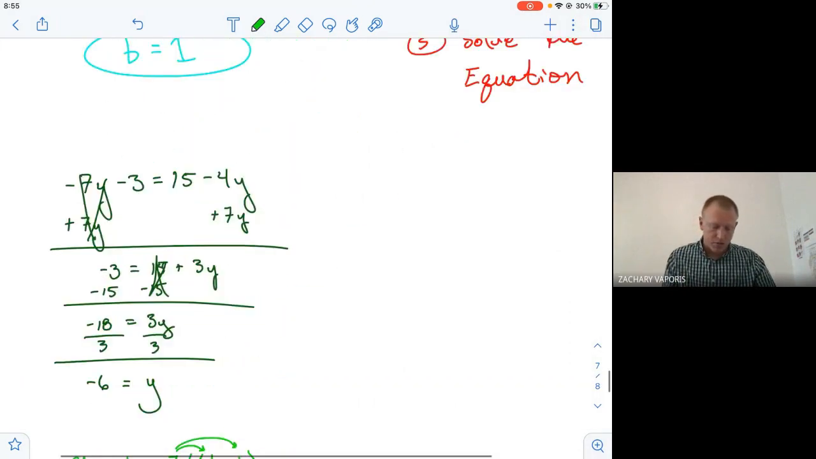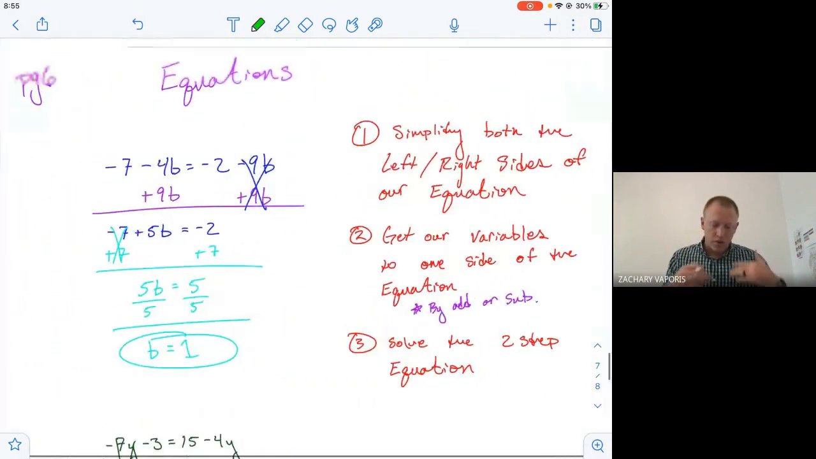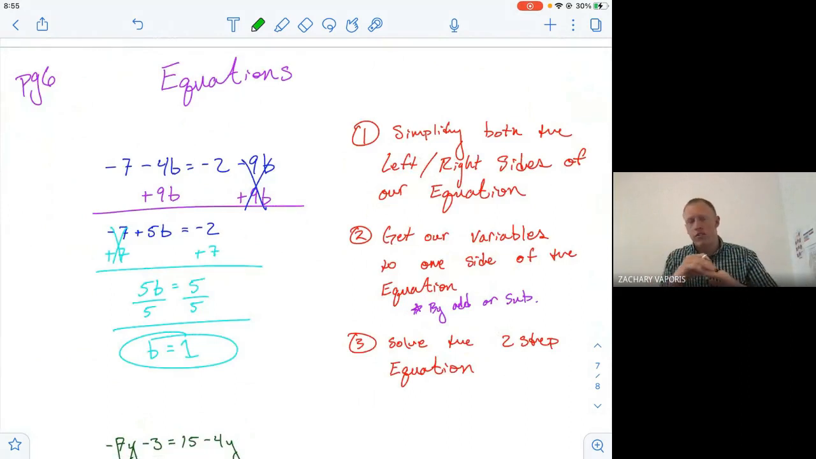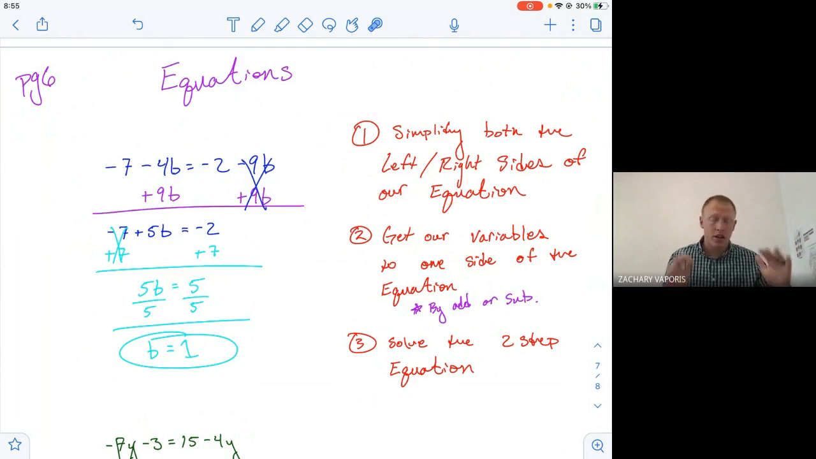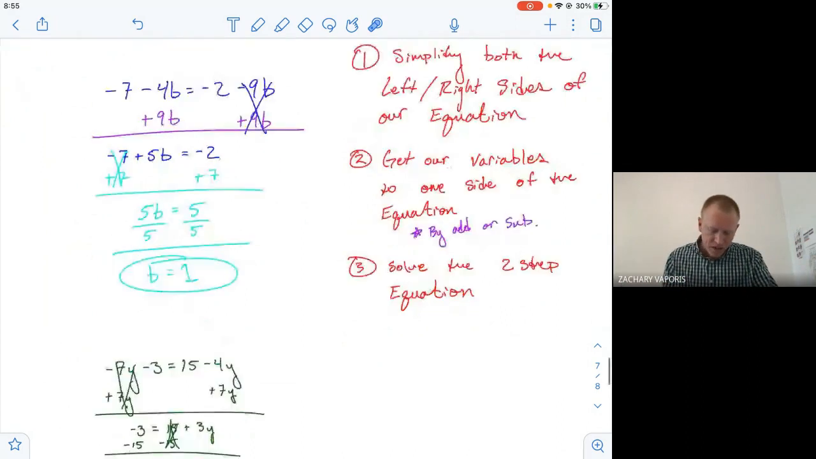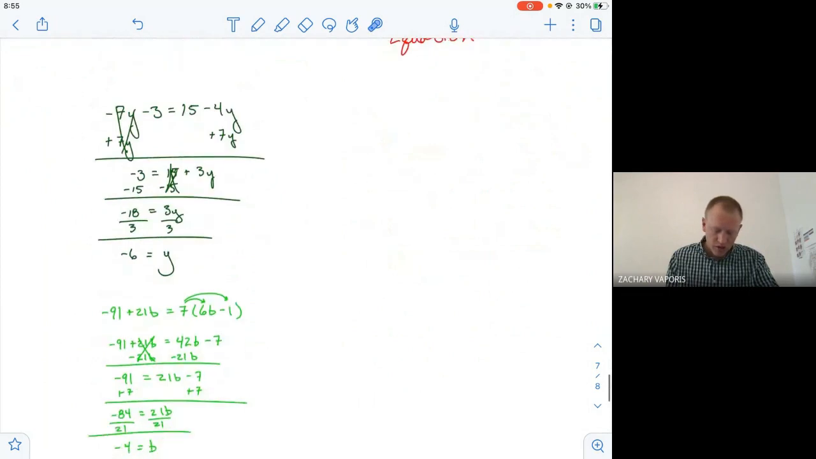So three good examples there. And so from now on, when you guys solve any equation, do it in these steps. Number 1, simplify the left and right side. And if you can't, awesome. Moving on. Step number 2, get your variables to one side. I like to keep things positive. That's just me personally. And you do that by adding or subtracting those variables. And lastly, we solve the two-step equation.